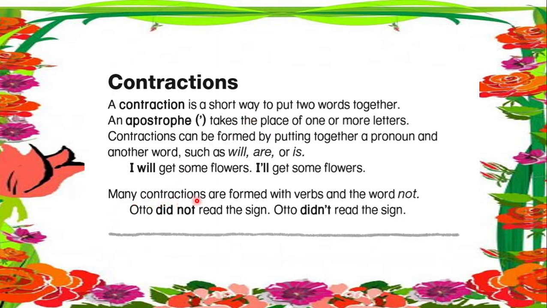Many contractions are formed with verbs and the word not. For example, Otto did not read the sign. We have two words. How can I make the contraction? I'm going to remove the O and make it one word. Didn't. I'll put the apostrophe. Can you see this? That looks like the comma up here, this is called apostrophe.